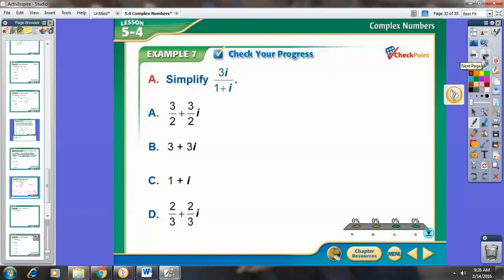Let's try another one like this. We'll do this one together. So we have 3i divided by 1 plus i. Once again, we have an i in our denominator, which we can't have. There's two terms in the denominator. What do you suggest? Multiply by the conjugate. I agree. And what's the conjugate of 1 plus i? 1 minus i.